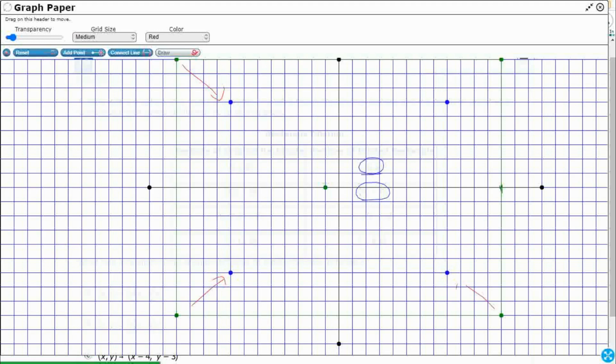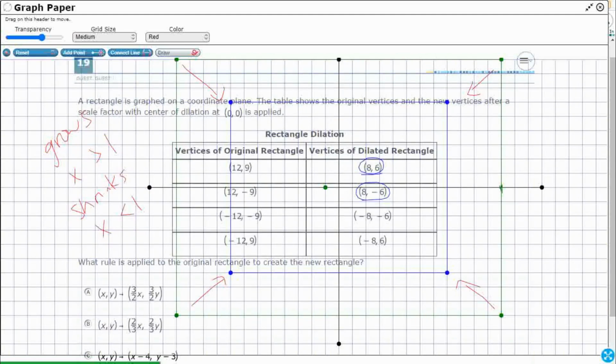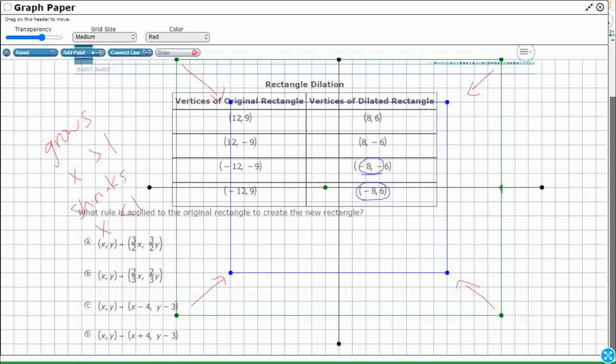So what happens when we dilate? Well, when we dilate, it either grows, which means we multiply by a number larger than 1, or it shrinks, which means we multiply by a number less than 1. So if we wanted to look at some of our answer choices, we could eliminate 3 different answer choices.